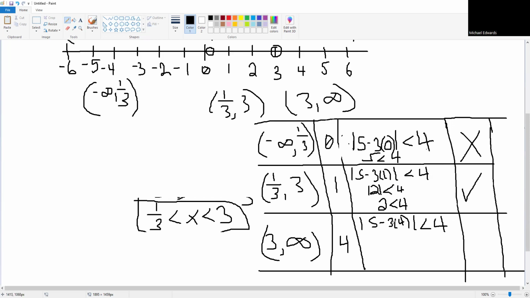And this one, we have 3 times 4, which is what? Okay, it's 12. So we have 5 minus 12, absolute value, less than 4. And 5 minus 12 is what? It is negative 7, absolute value of negative 7. That turns into, because it's absolute value, just 7 less than 4. Is 7 less than 4? No, it is not. So we have no solutions.